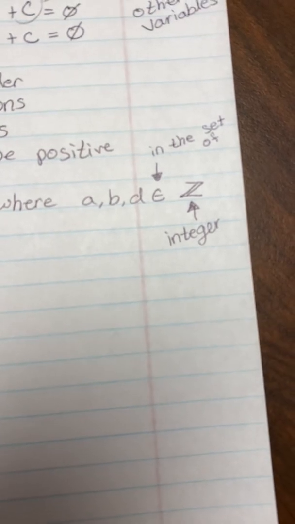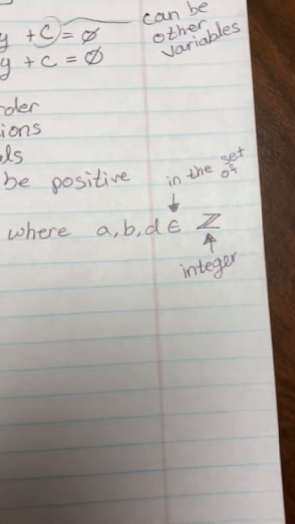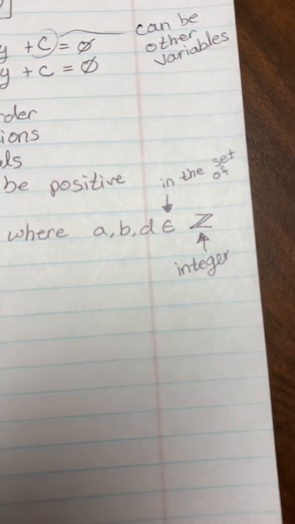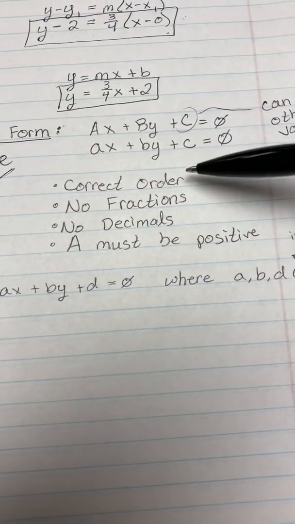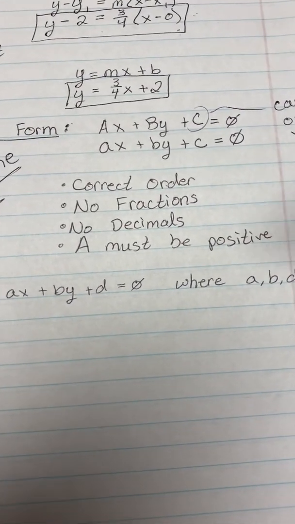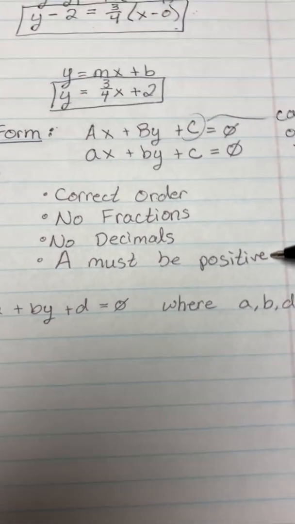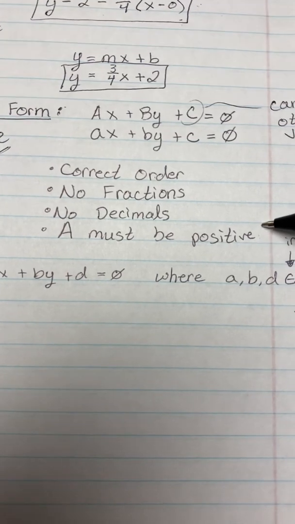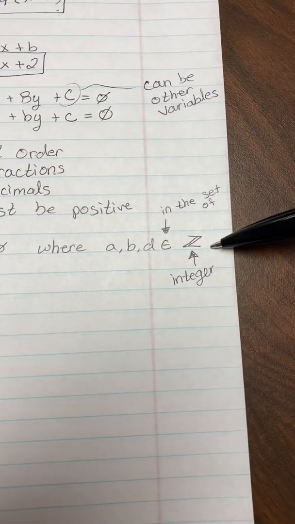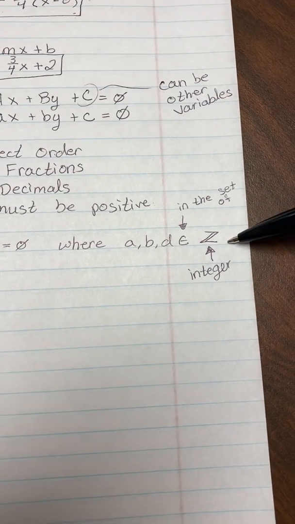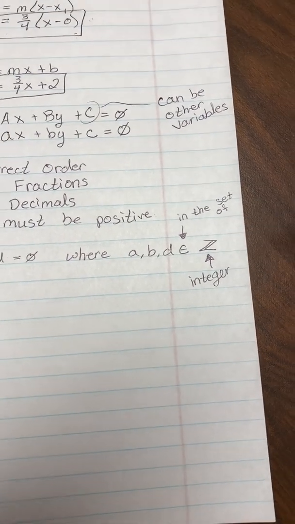Integers are the counting numbers, 1, 2, 3, 4, 0, and then the negatives, -1, -2, -3. So no fractions, no decimals, which is kind of our rules here. The only thing you have to know is that a has to be positive. If you make it negative, you will probably be losing at least 1 point. That's what this means, that my 3 variables are part of the integer set, are in the integers.